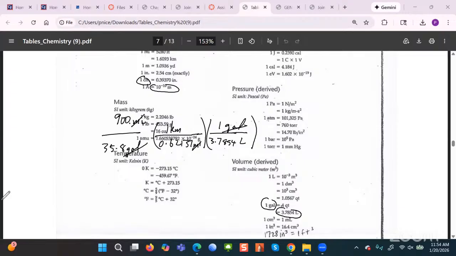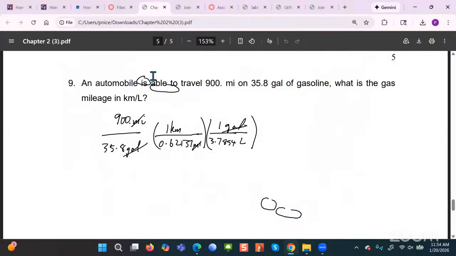So let's go back to the assignment. So basically, okay, so all we have to do is the number crunching. So 900 divided by 35.8 divided by 0.62137 and then divided by 3.7854.